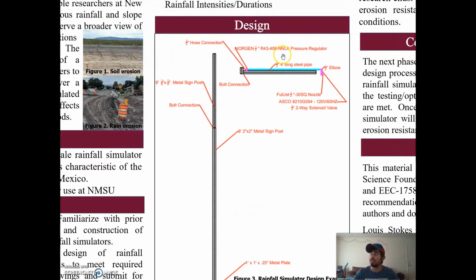A lot of this design was also taken from various sources, such as the pressure regulator and this full jet 30SQ nozzle. These are kind of the name of the game when it comes to rainfall simulation nozzles, so that's what we used to purchase. And then we have the pressure regulator. That way we can optimize what pressure works best for producing the best type of rain flow. And in the design we've included a solenoid valve, but in the construction we didn't, which you will see here shortly as I show a demonstration of the current rainfall simulator prototype.